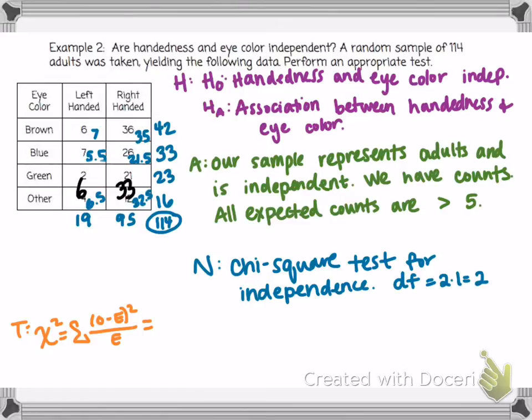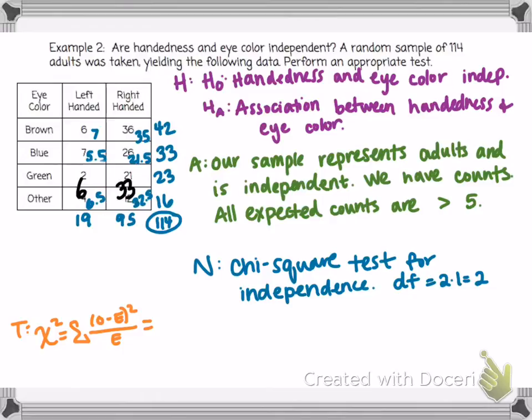Because I combined these two categories, now I have 3 rows and 2 columns. Sorry, I got that backwards. So my degrees of freedom is 2 times 1. Go back to your matrix menu, get rid of your old matrix, and now make a 3 by 2 matrix, with 6, 36, 7, 28, 6, and 33 as your entries, that's 3 rows by 2 columns. Then go to stat tests and run your chi-square test with matrix A.